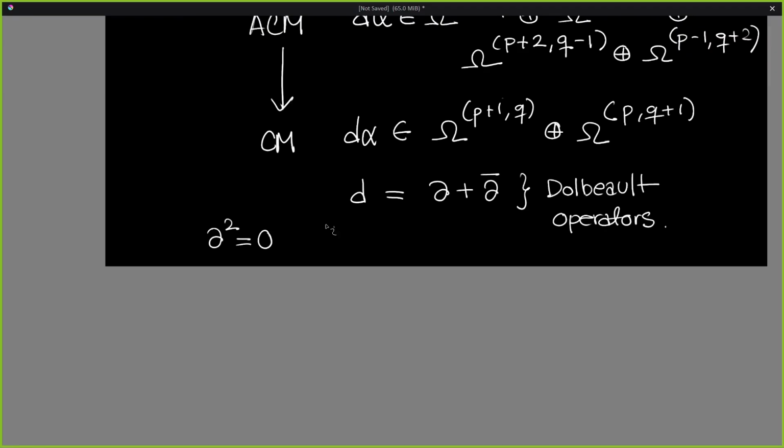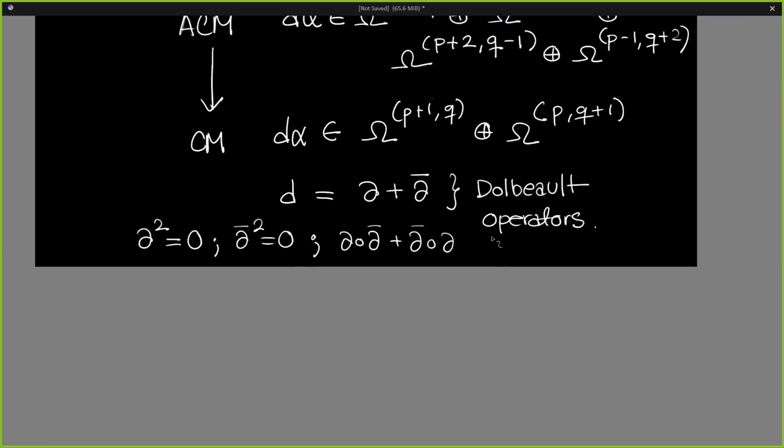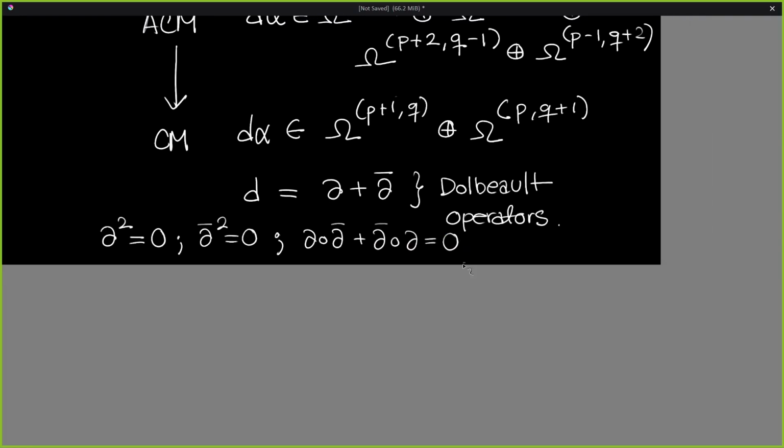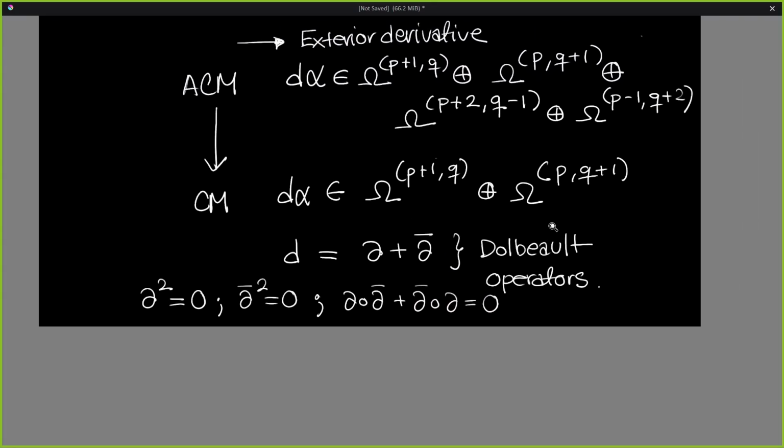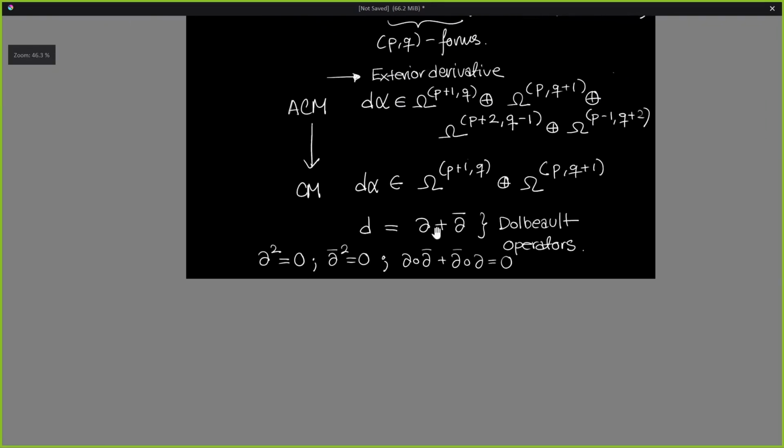Partial squared is equal to 0. Partial bar squared is equal to 0. And partial after partial bar plus partial bar after partial is equal to 0. So these are some powerful results that we are going to be able to use on complex manifolds.